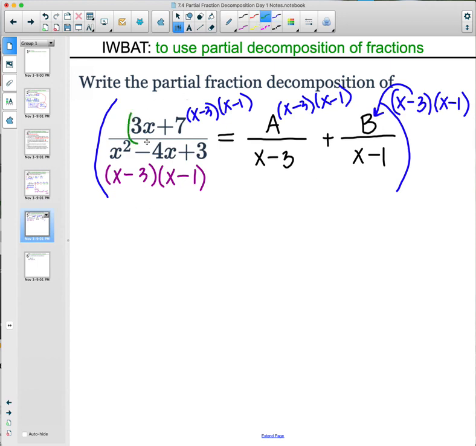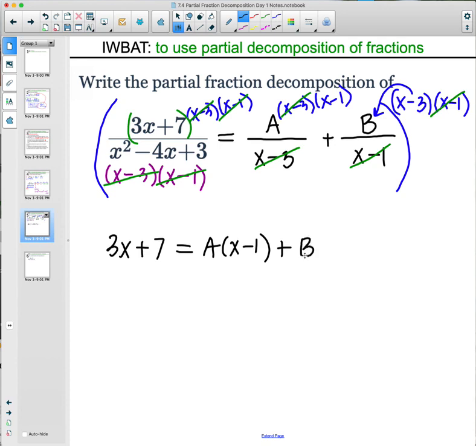Then you can cross out any common factors. So x minus 3 cancels, x minus 1 cancels. So on this first part, we're just left with 3x plus 7. On this next one, the x minus 3 cancels. So we're left with a times x minus 1. On this one, the x minus 1 cancels. So we have that plus b times x minus 3.